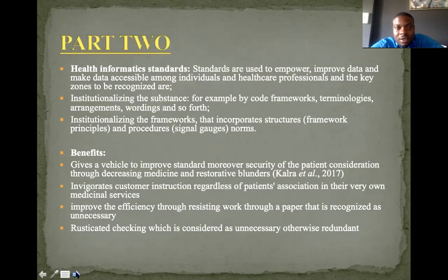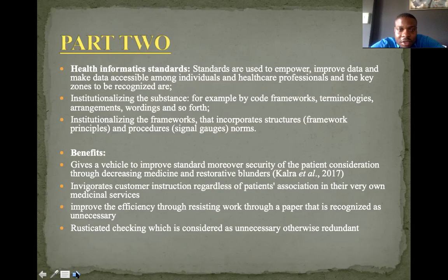All right, my next slide talks about part 2 of my project, and this deals with health informatics standards. The first thing I want to talk about is the standards. The health informatics standards are used to empower, improve data, and make data accessible among individuals and healthcare professionals. I talked about the key zones that are meant to be recognized. First one was standardizing the content, which deals with terminologies, the arrangements, the code frameworks, and also standardizing the frameworks. And this incorporates the structures and procedures.